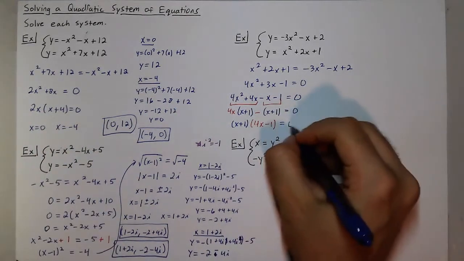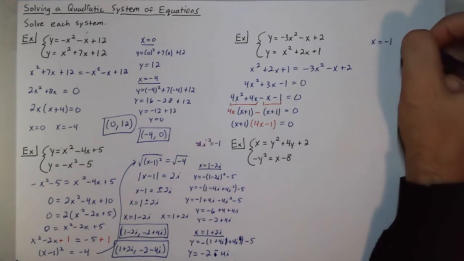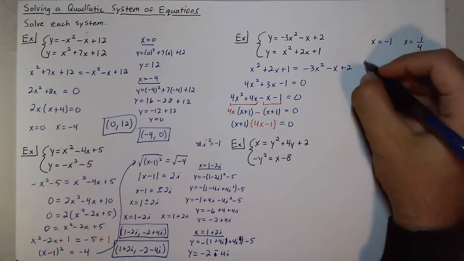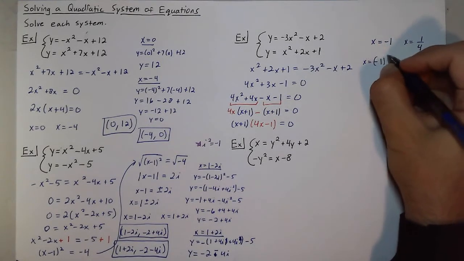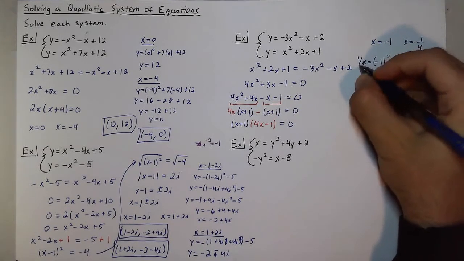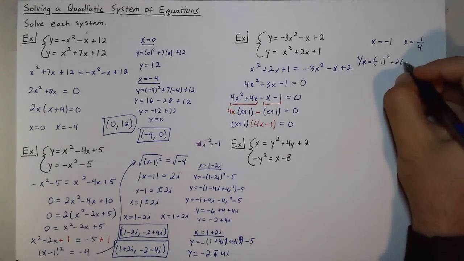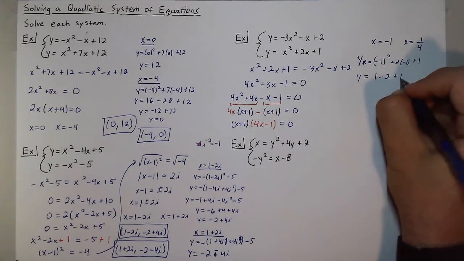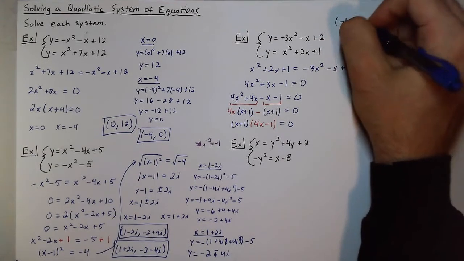So my two solutions, when I set both factors equal to 0, would be x is equal to negative 1 and x is equal to 1/4. Now I just need to find their corresponding y values to solve the system. So I'll start with negative 1. I'll use the bottom equation. So I have y is equal to negative 1 squared plus 2 times negative 1 plus 1, give me y is equal to 1 minus 2 plus 1, which is 0. So one solution involving the negative 1 would be negative 1, 0.